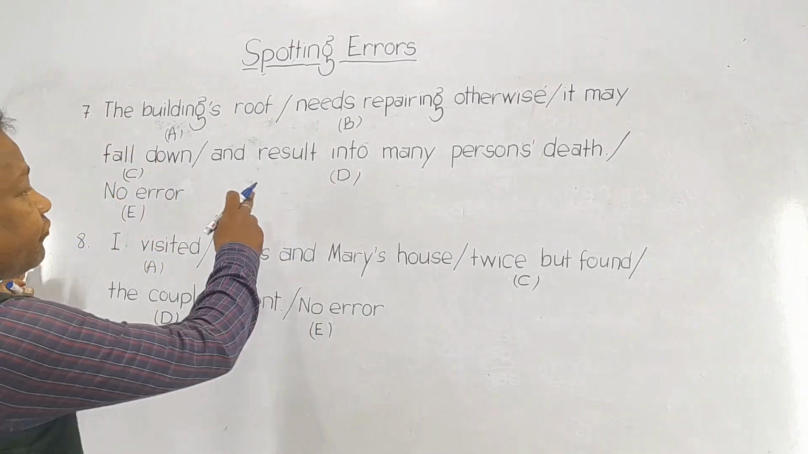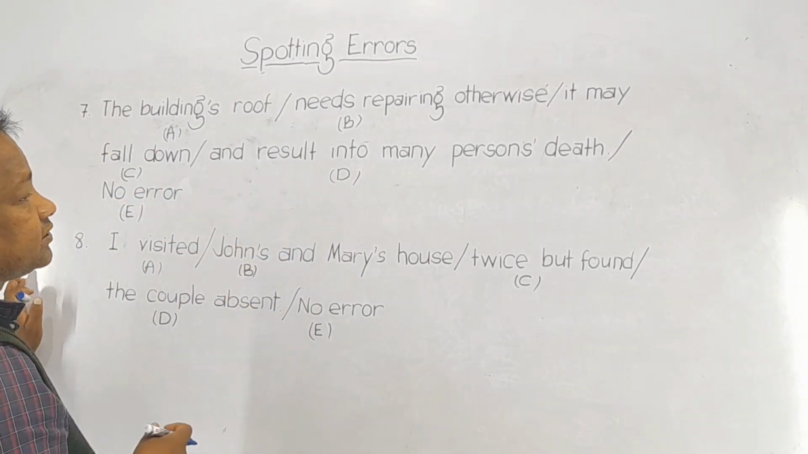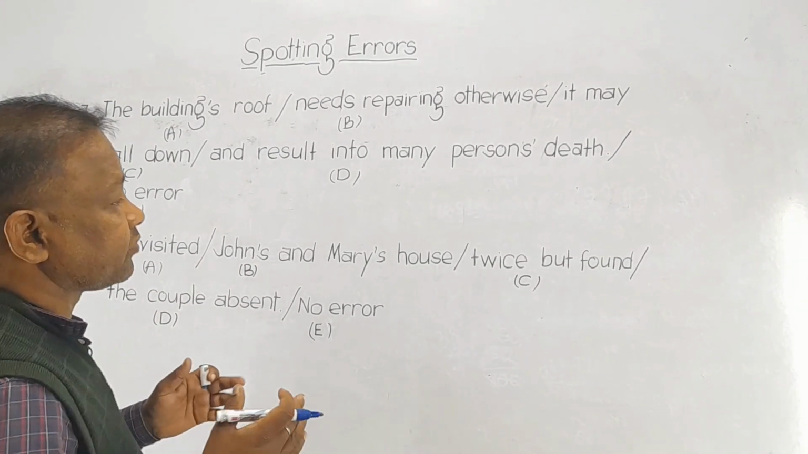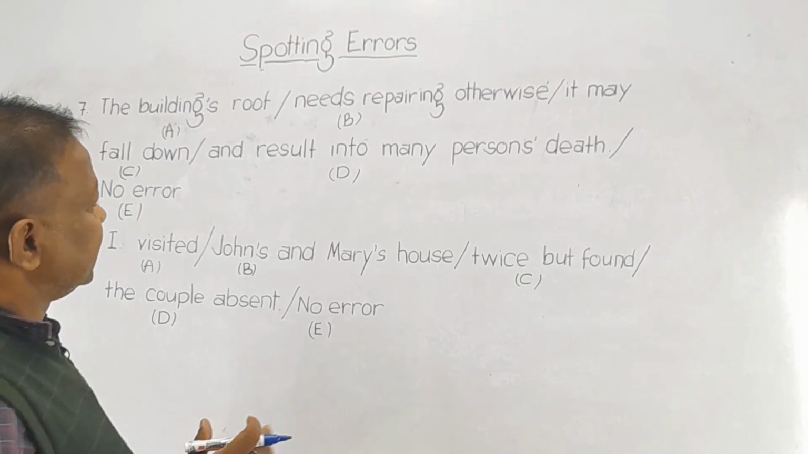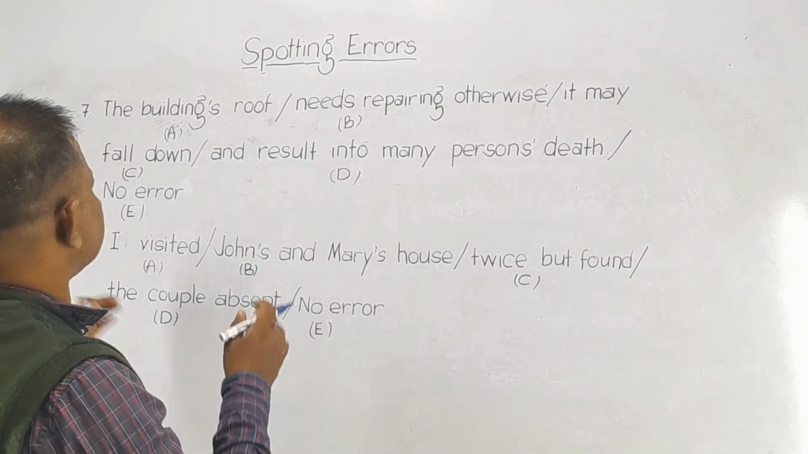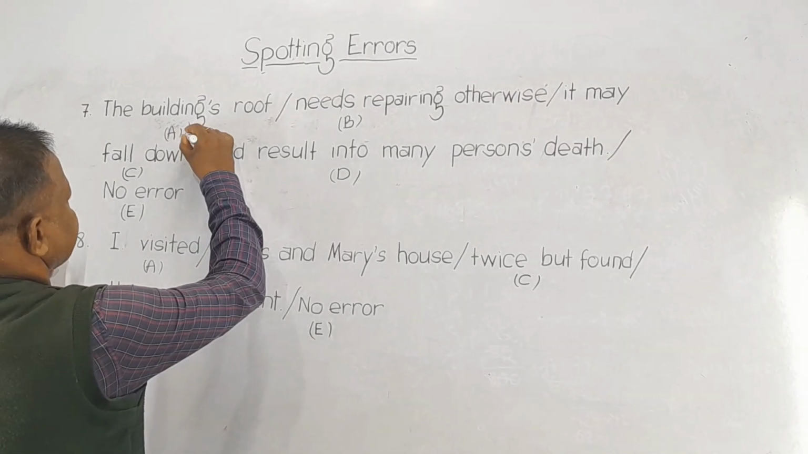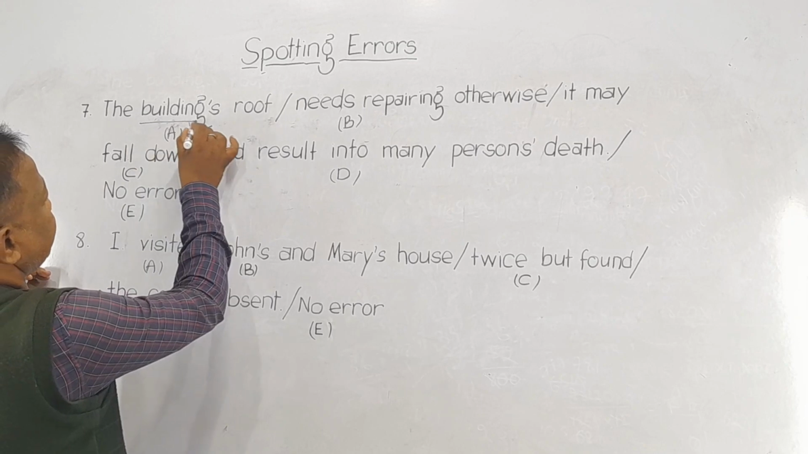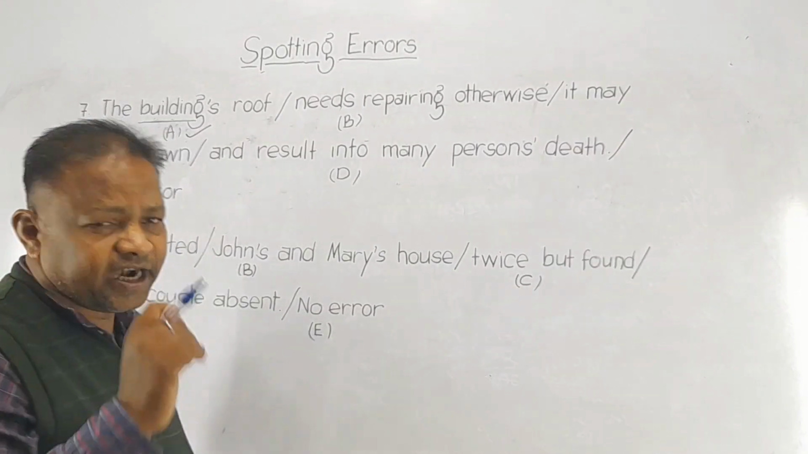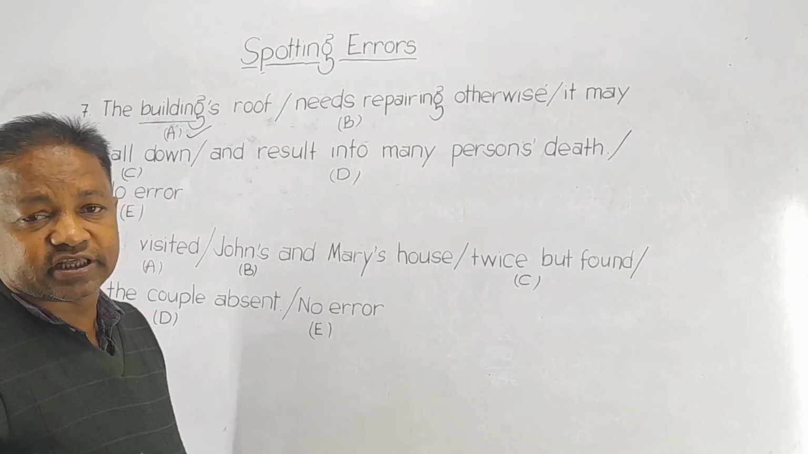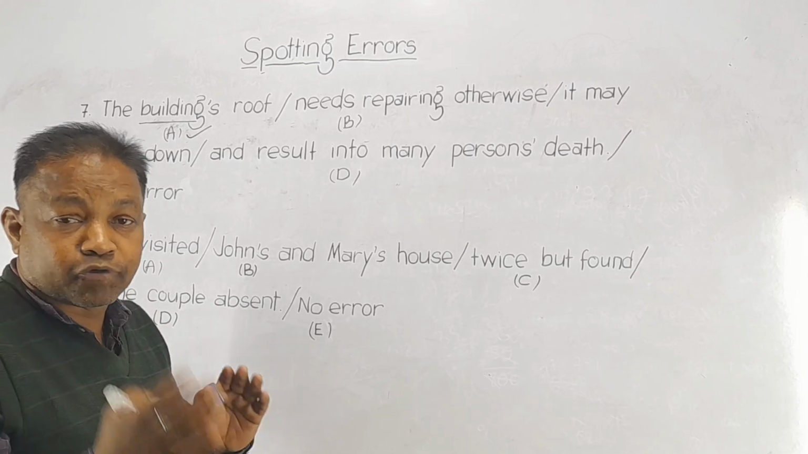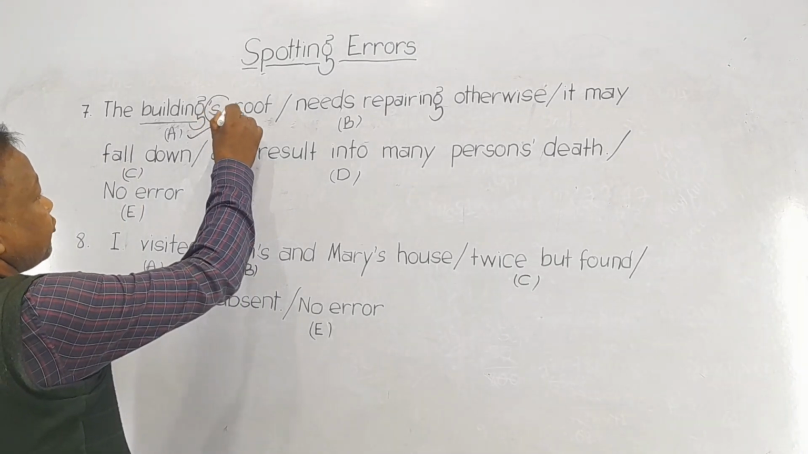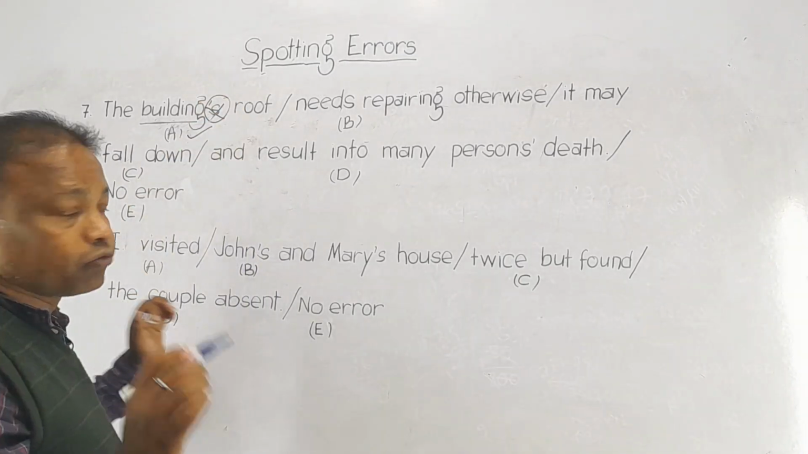The building's roof needs repairing, otherwise it may fall down and result into many persons' death. Let's find out the error. Listen, very simple. The error is here in part A. Why? Because first of all, we should know building. The word building refers to a non-living thing. So when you want to add a possessive case to a non-living thing, you should not add this apostrophe s. This is incorrect. So what to write?